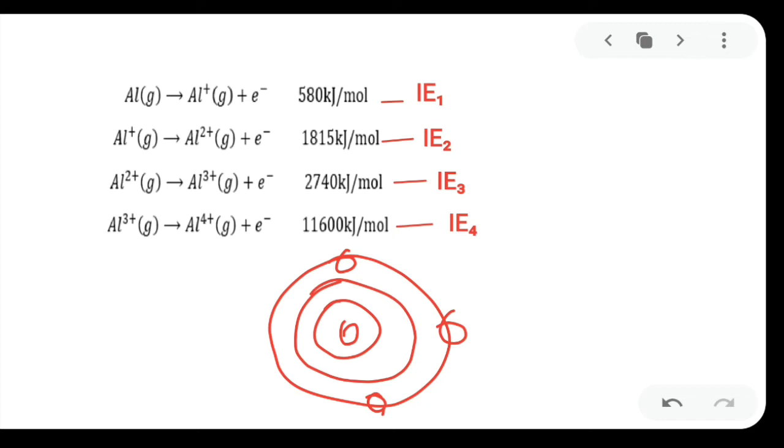The amount of energy required to remove the first electron is known as the IE1. And what is the value? It is 580 kilojoule per mole. So first let me remove the first electron. Okay, so I have removed the first electron by providing the 580 kilojoule per mole energy. So now the atom of aluminium is converted to the aluminium ion Al+1.